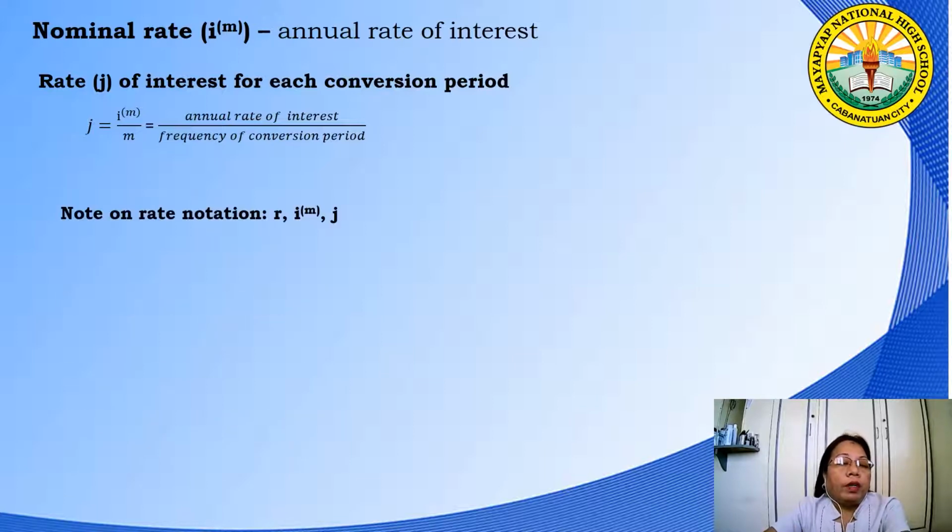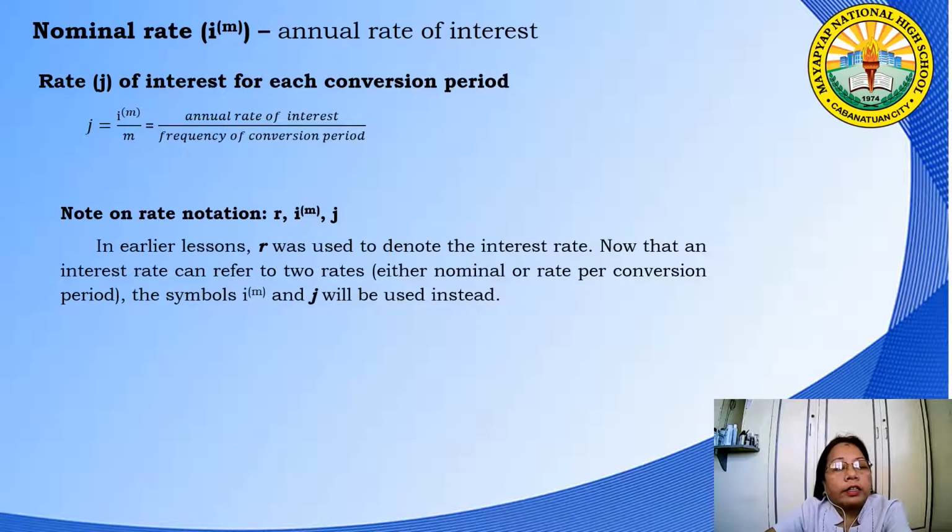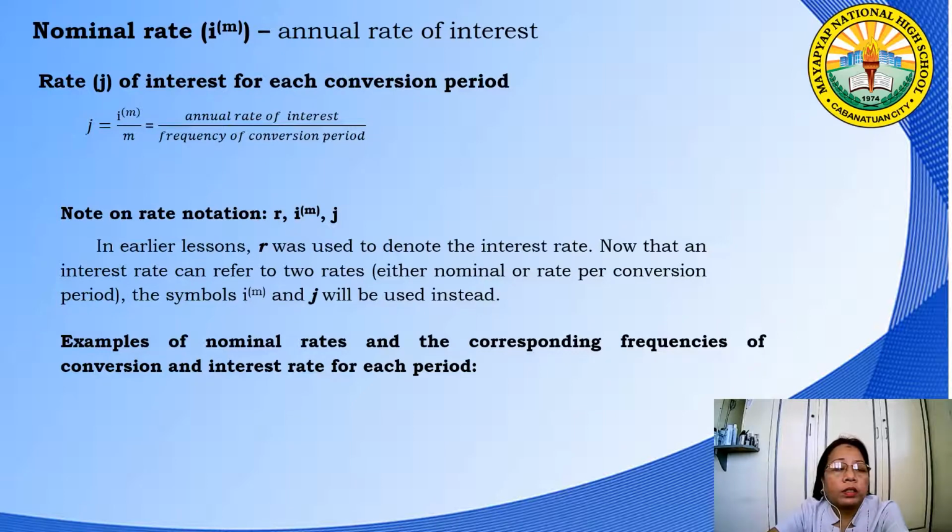Note on rate notation. We have the symbols r, i^(m), and j. In earlier lessons, r was used to denote the interest rate. Now that an interest rate can refer to two rates, either the nominal rate or the rate per conversion period, the symbols i^(m) and j will be used instead. Example of nominal rates and the corresponding frequencies of conversion and interest rate for its period.